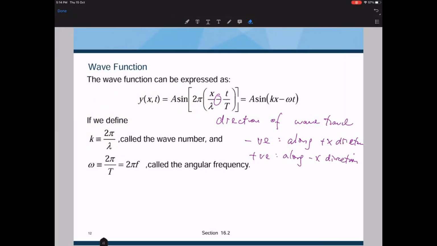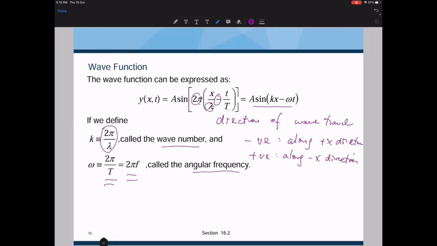And there are some other ways of writing the notation. People may combine, for example, 2 pi and lambda together, and it becomes what we call a wave number. And sometimes people would also combine 2 pi and T, and it may also be written as 2 pi f, and it becomes omega. We call omega the angular frequency and k the wave number. So this would be a mathematical way to represent a traveling wave.